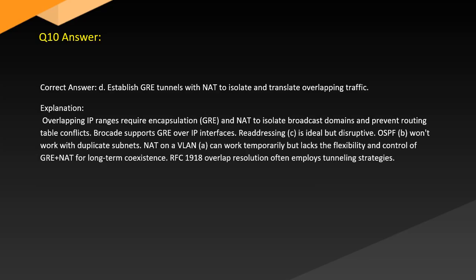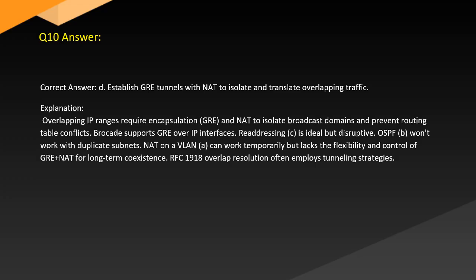Answer. Correct answer: D. Establish GRE tunnels with NAT to isolate and translate overlapping traffic. Explanation: Overlapping IP ranges require encapsulation, GRE, and NAT to isolate broadcast domains and prevent routing table conflicts. Brocade supports GRE over IP interfaces.